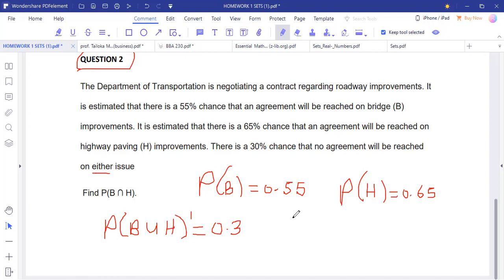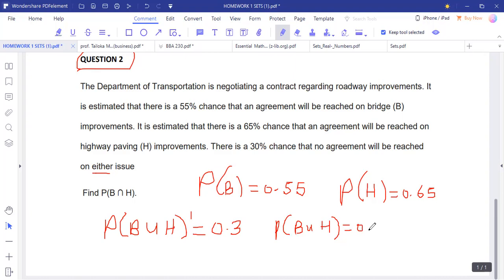So can you give me the probability of B union H? Since it is the complement that has been given, the probability of B union H will be 0.7. Are we together?